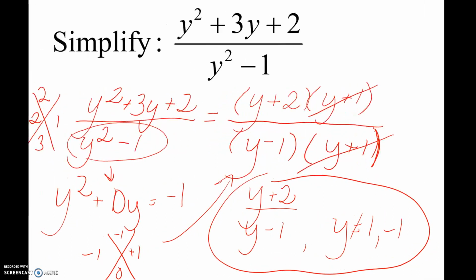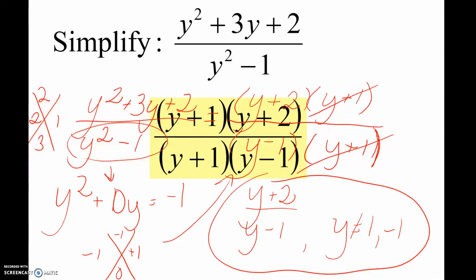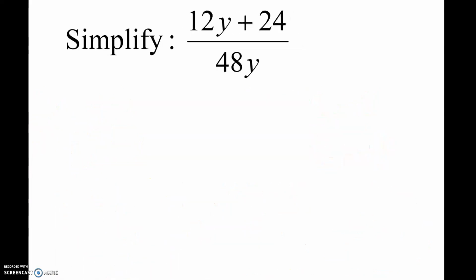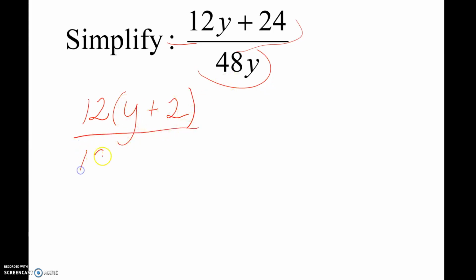All right, let's look at another one here. We don't have quadratic expressions, so we're going to look for our greatest common factor. We're looking at the greatest amount I can factor out of this top and also this bottom. If I factor out a 12 on the top, I get y plus 2. And if I factor out a 12 on the bottom, I get 4y.